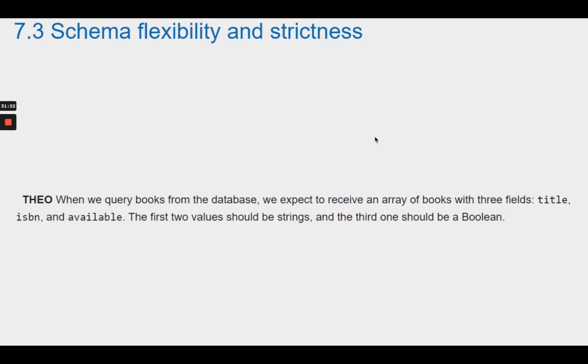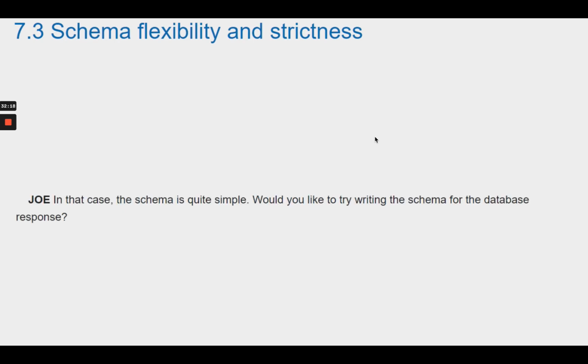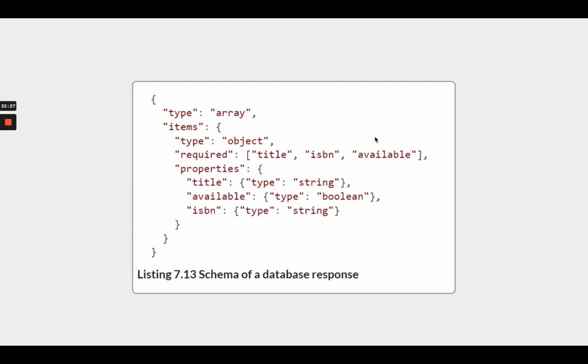Theo, when we query books from the database, we expect to receive an array of books with 3 fields: title, ISBN, and available. The first 2 values should be strings, and the third one should be a Boolean. Joe, are those fields optional or required? Theo, what do you mean? Joe, could there be books for which some of the fields are not defined? Theo, no. Joe, in that case, the schema is quite simple. Would you like to try writing the schema for the database response? Theo, let me see. It's an array of objects where each object has 3 properties, so something like this.